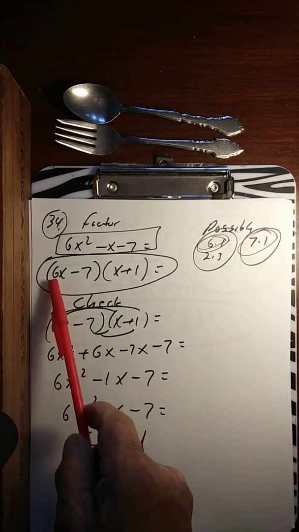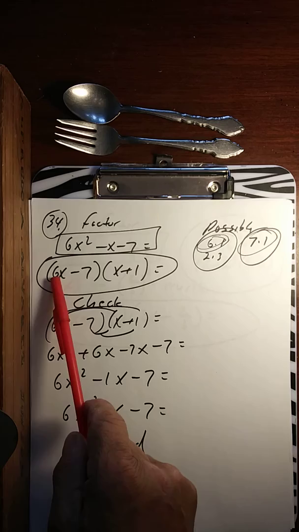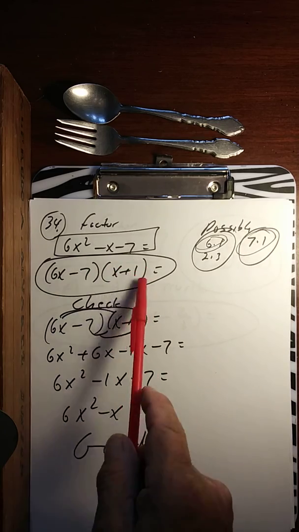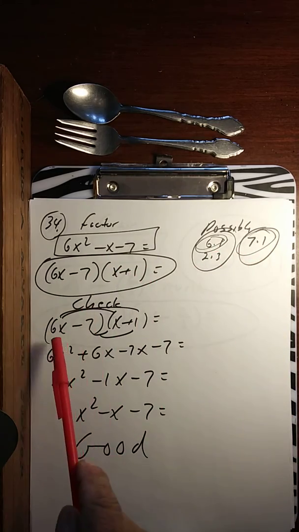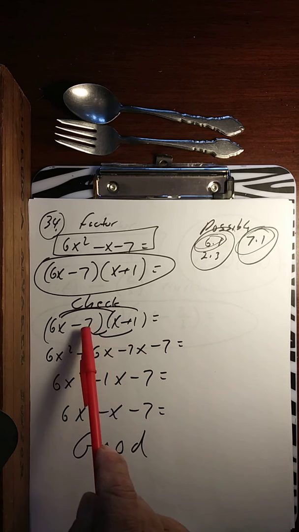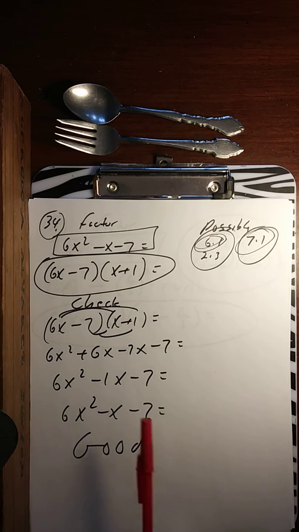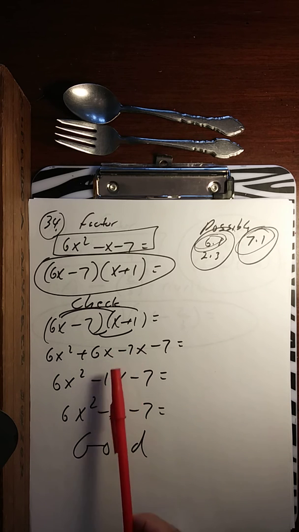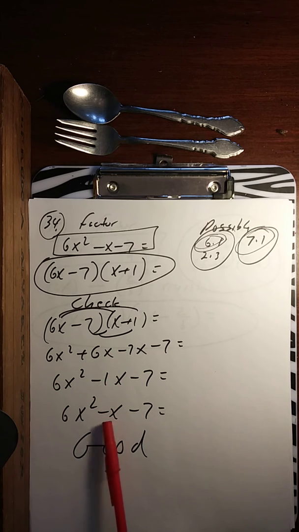Factor this. This is a possible answer. We're going to say 6x minus 7, x plus 1. Is that right? From this right here. Check it. That turns out is 6x squared. That turns out is 6x. That turns out is minus 7x. That turns out is minus 7. So we have 6 minus 7 is negative 1x. And that's going to be negative x.